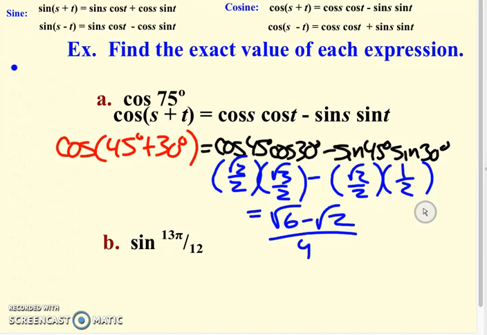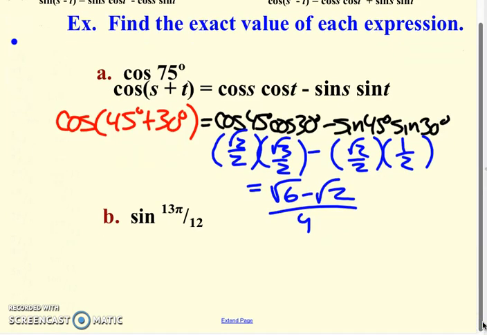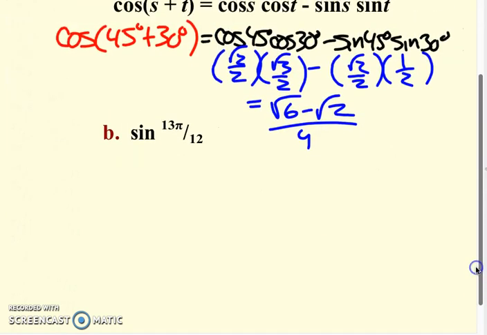So let's say we did 13 pi over 12. So again, create a pair. Do you want to do a sum or a difference? And again, what I do is I think what plus what in twelfths will give me 13, but then both of them have to be reducible. So why don't you guys take a second to try to think of a pair.